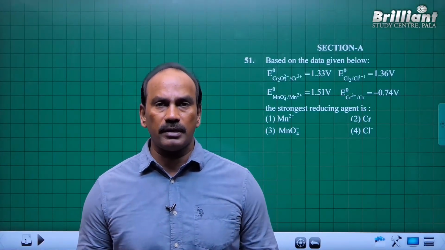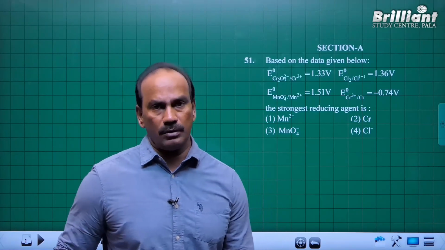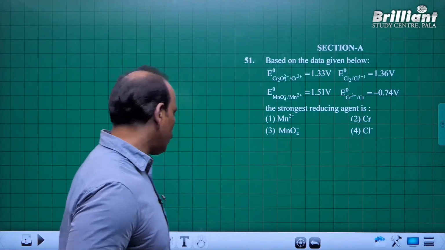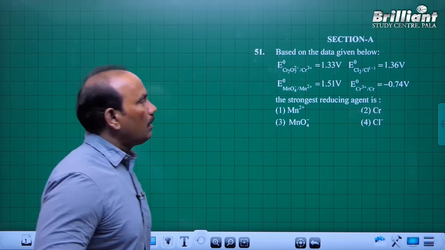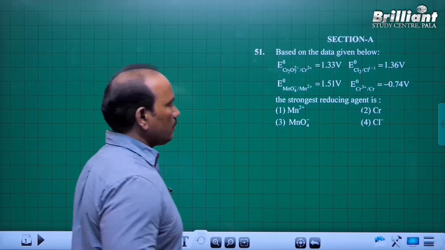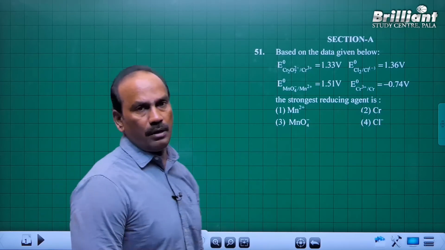Now we are discussing the second paper on 24th January. Now let's go to the paper discussion. First one is based on the given data, the strong reducing agent.